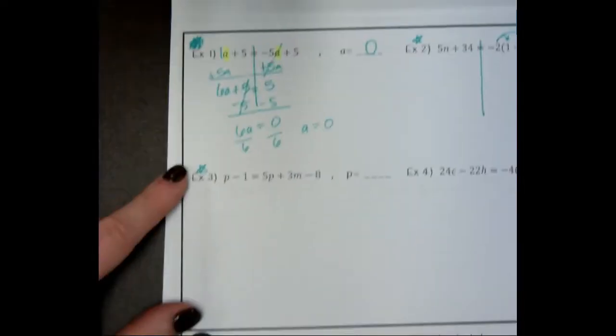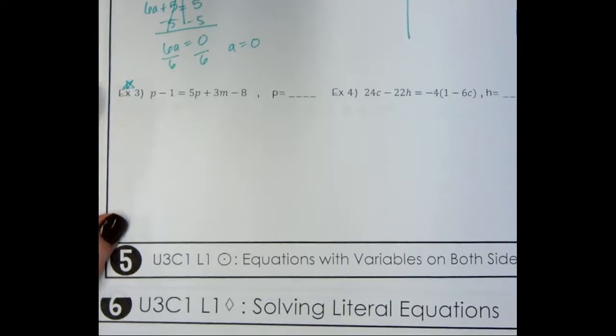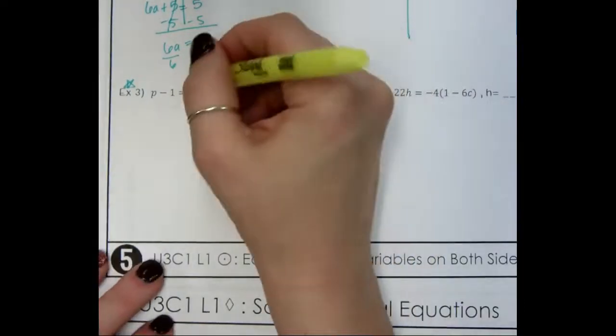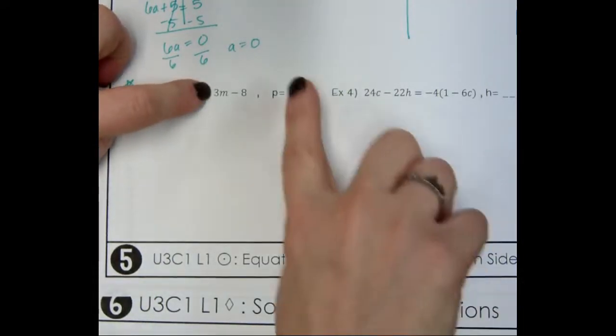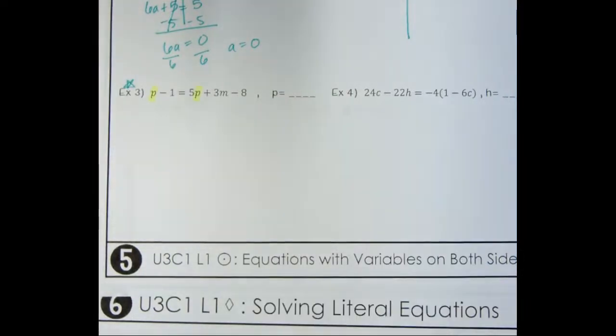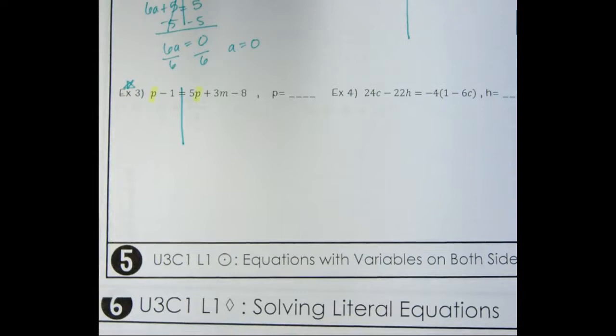Okay. Now, the thing with 3 and 4 is that we have multiple letters, so we're going to have to pay attention. This one wants me to solve for P, but notice I have P's and I have an M, which means my answer, when I write my answer over here, there's going to be an M in my answer. I guess it could go away, but I don't think it will. So my goal has not changed. I still want to get all of my letters together.